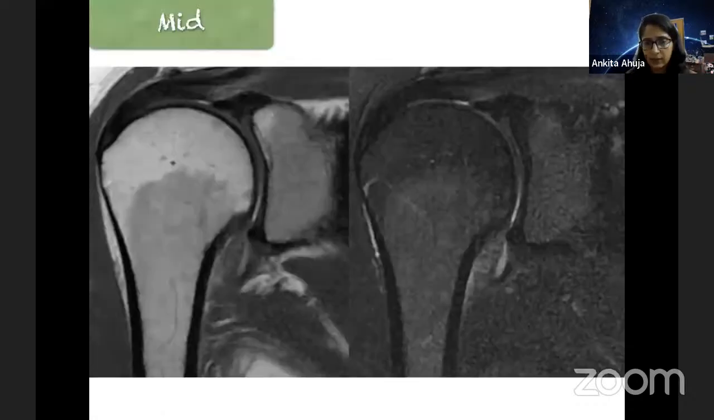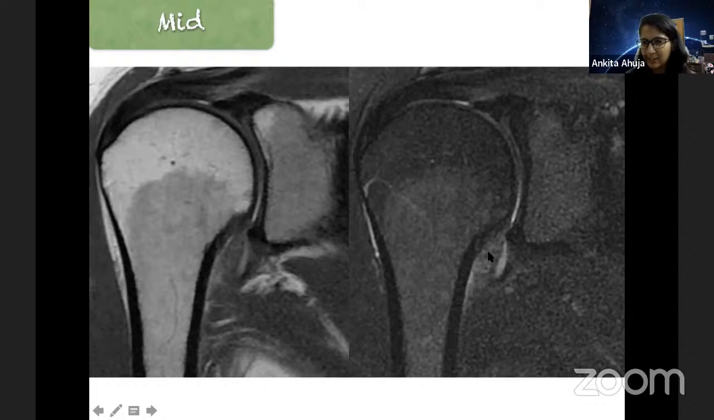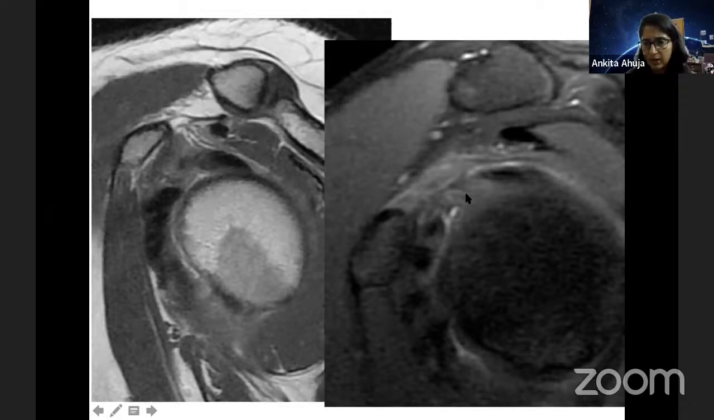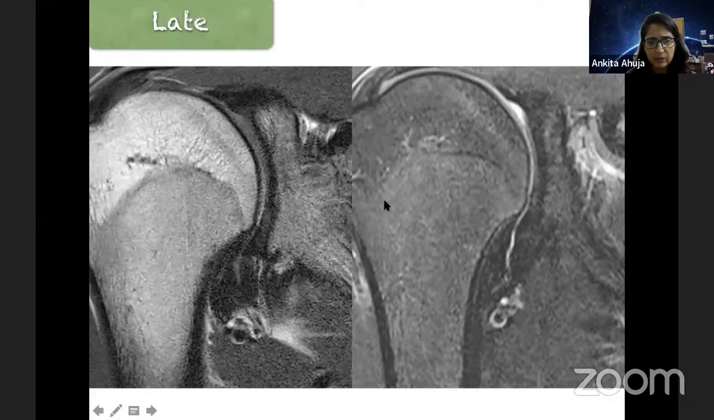So this is kind of an early stage. As you move on to mid stage, the thickening progresses and edema remains a little mild. So more of thickening and less of edema. Similarly, over here, there is quite a bit of scarring. So all the fat has been replaced by almost scar tissue, and you still have some edema. So this is kind of a mid adhesive capsulitis stage.